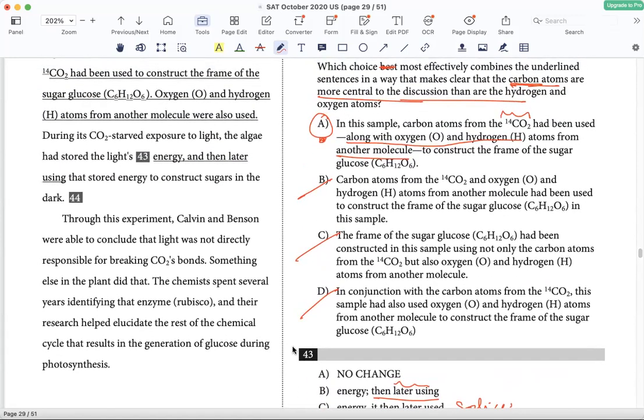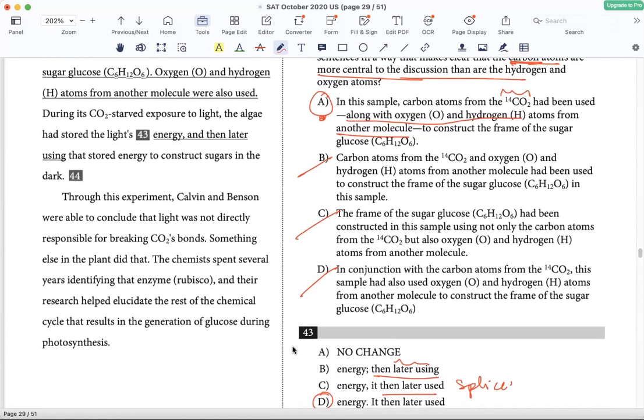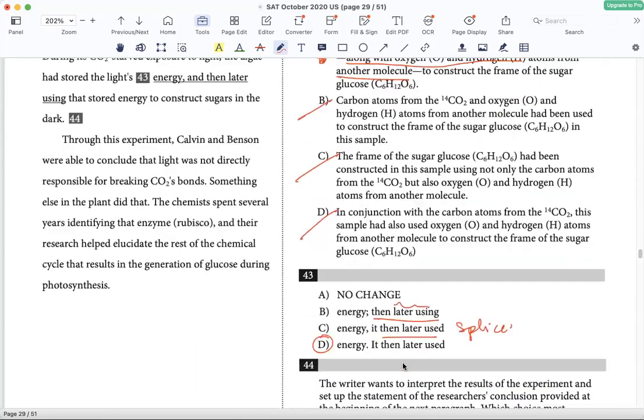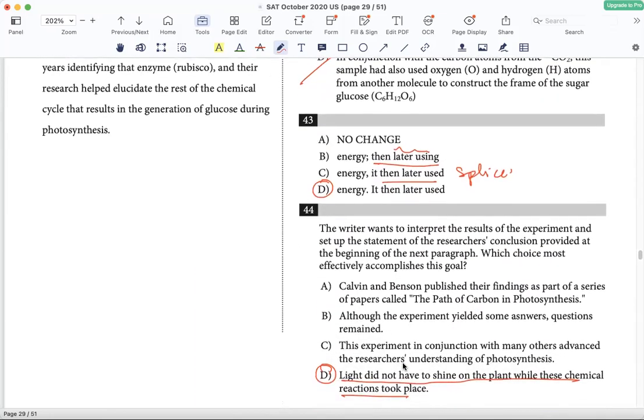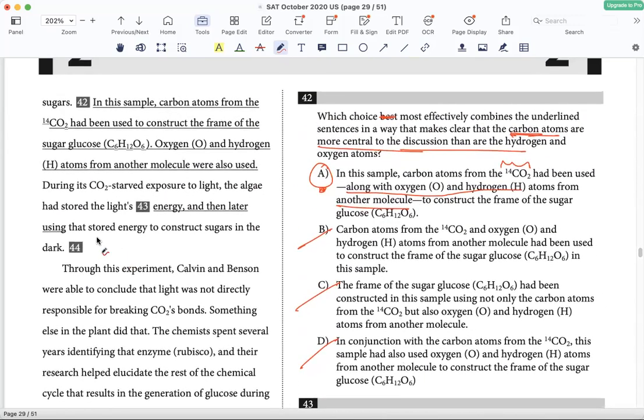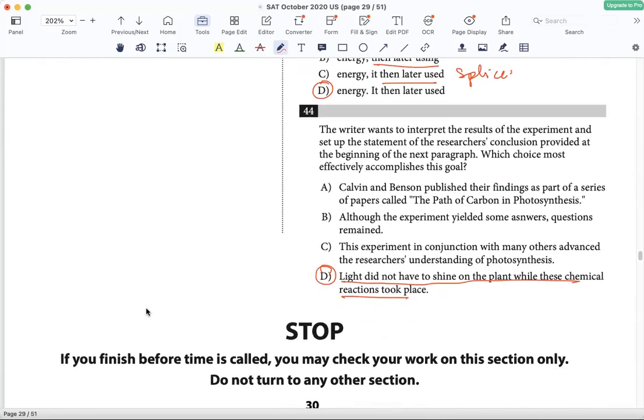During the CO2-starved exposure to light, the algae had stored the light energy and then used that energy to construct sugar. Light did not have to shine on the plant, so it's D, right? Because this is very clearly the conclusion that you can draw, that light did not have to shine on the plant while these chemical reactions were taking place because it was stored energy, right? And so they were able to conclude that light was not directly responsible. So it also transitions well with the next paragraph.